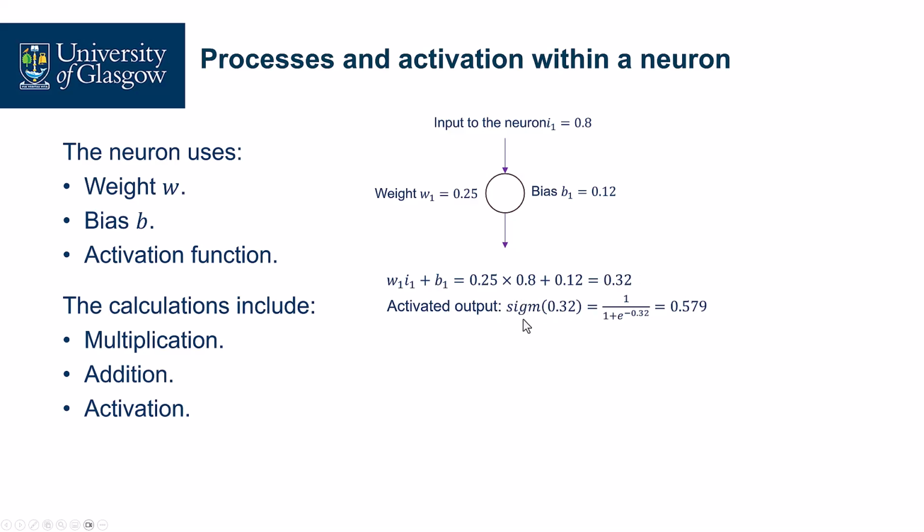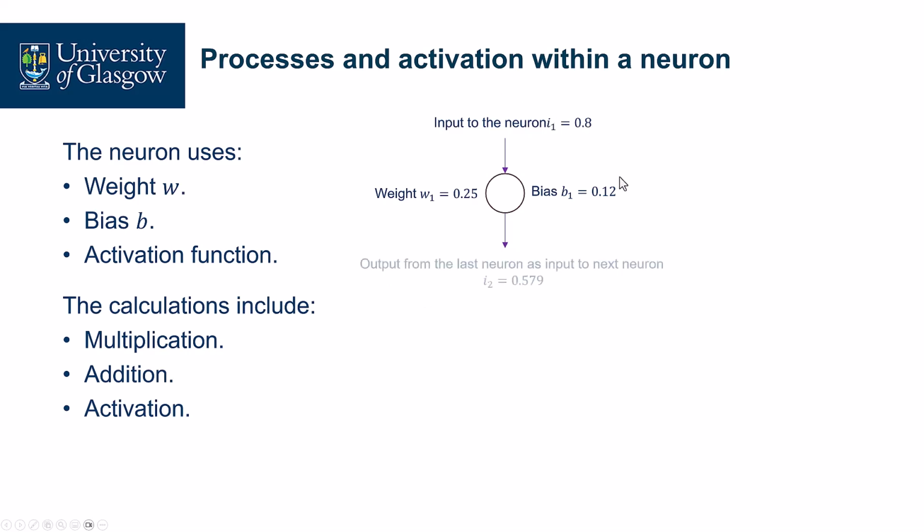Then we can go to the sigmoid function. You see this x is right here. Using the sigmoid function, we calculate the result, 0.579. So after this calculation, the input of this neuron is 0.8, and the output is 0.579. And this output will go to the next neuron.